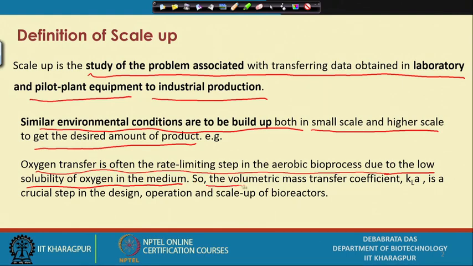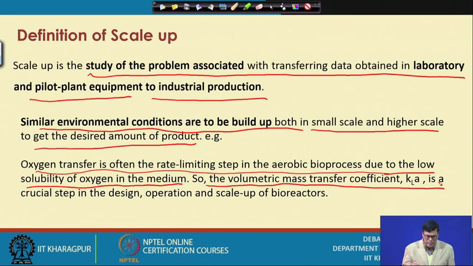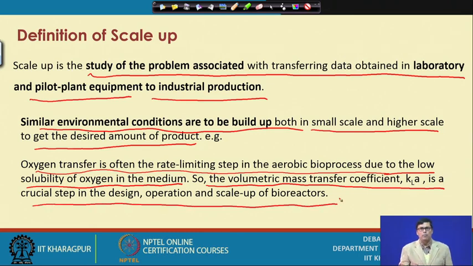So the volumetric mass transfer coefficient KLa is a crucial parameter in the design, operation and scale up of bioreactors. So when you do the scale up, we keep in mind the KLa that we have in the small reactor and the KLa that we have in the bigger reactor should be more or less the same, so that we can fulfill the similar requirement for the microorganism.